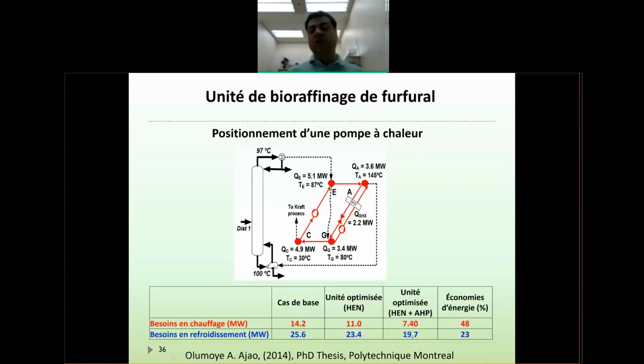So overall, with respect to the base case, the power that you need to supply the heating is going to be decreased by 48%, and the power you require for cooling is going to be decreased by 23%. That's huge, it's a lot. It's not really a joke. 48%, 23% is really a lot.